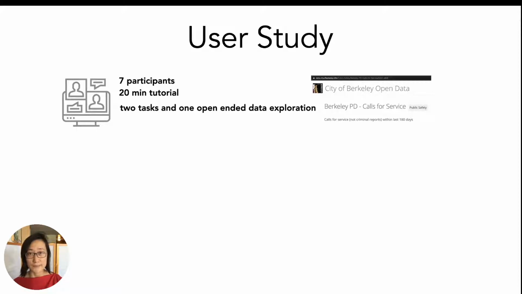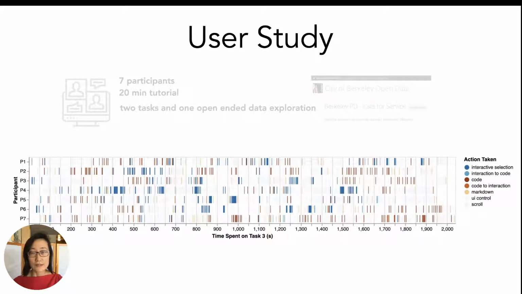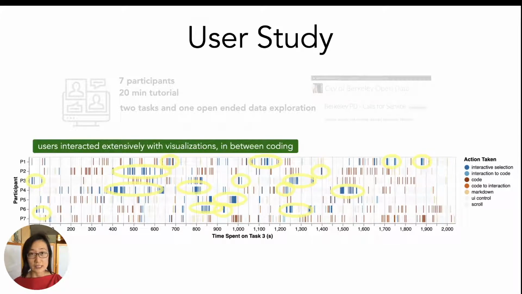To give you a sense of how the users engage with B2, here is a visualization of their actions. The x-axis represents time and the y-axis represents the different participants. Each tick represents an action the user has taken either on the notebook or on B2. You can see that the darker blue indicates user interactions with the visualizations in the dashboard pane. So here we can see that the users engaged extensively with these interactions, and they did so in a way that was interweaved with coding.